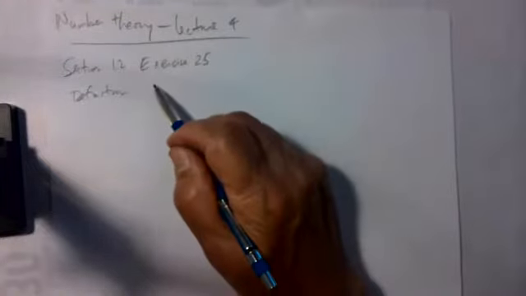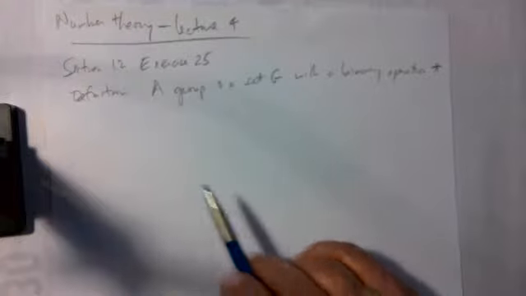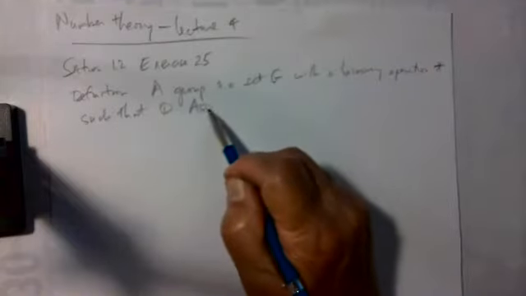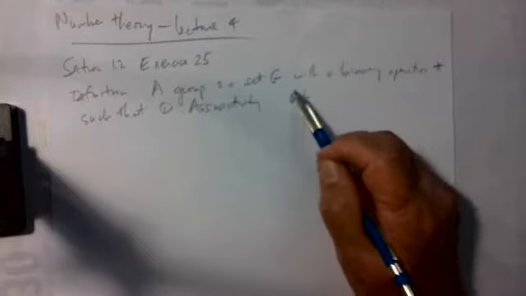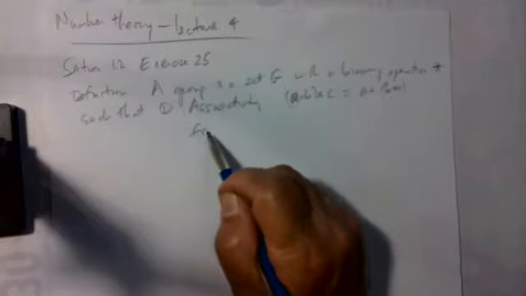So a group is a set G with a binary operation. Sometimes it's written as addition, sometimes it's written as multiplication, sometimes it's something different. With a binary operation, I'll just use the symbol star, asterisk, to denote the binary operation that satisfies the following properties. So first, associativity. If you take A times B times C, that's the same as A times B times C, for all A, B, C in the set G.